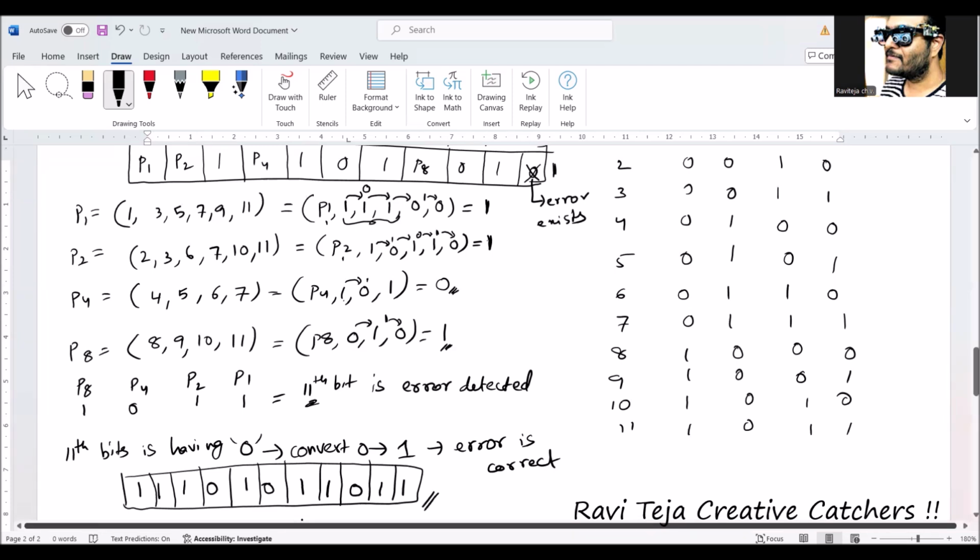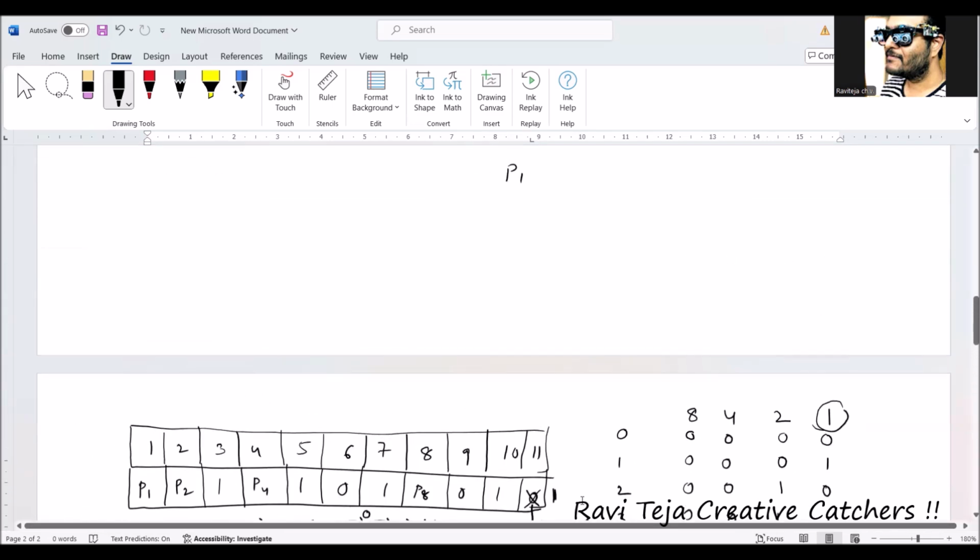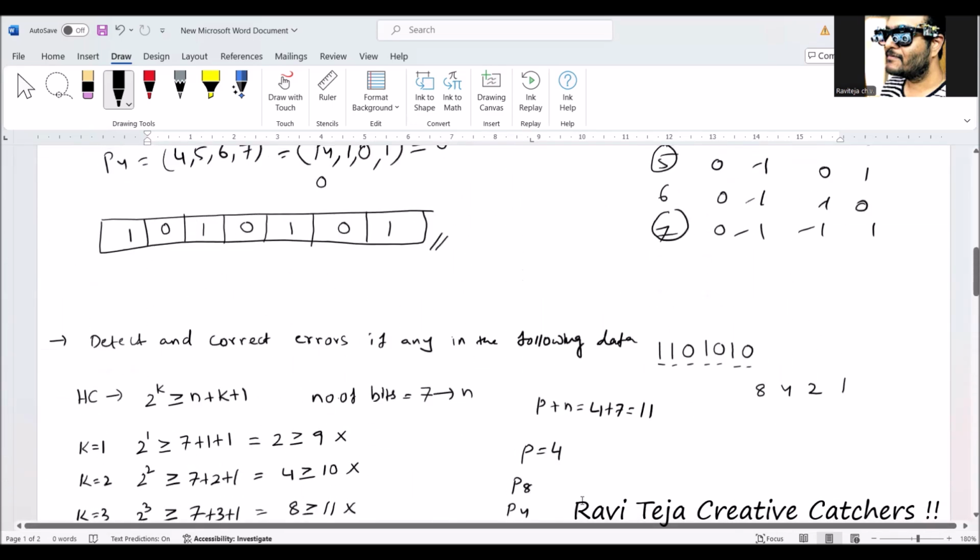Got it? So, this is P1, this is P2, this is data 3, this is P4, this is data 5, this is data 6, this is data 7, this is P8, this is data 9, this is data 10, and this is data 11. 11th bit has been, error has been detected and it is corrected. So this is how the error detection and correction is done with respect to Hamming code technique.